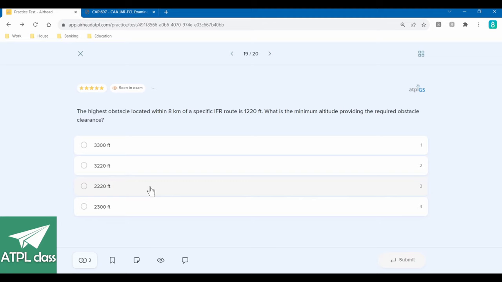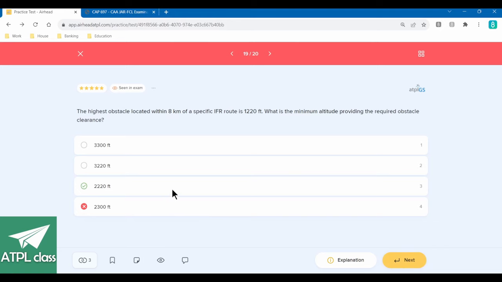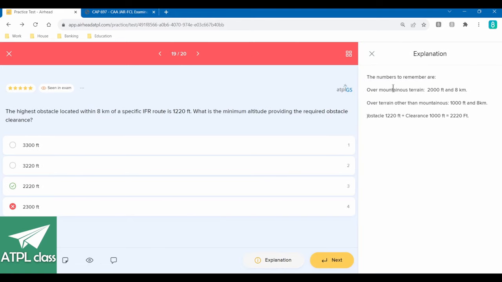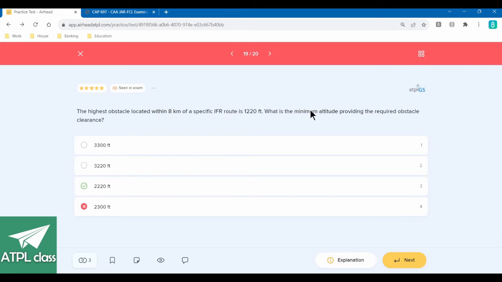And then IFR, we want to fly at 1,220. You normally round up to 100 for MSA, so I'm going to go 2,300. No, 1,220. It's looking for just the altitude. It's not looking for the MSA. Numbers I remember, over mountains, 2,000, 1,000. Clearance, yeah, I was trying to be too smart, too clever. MSA, round it up. If it's just asking you clearance altitude, that's all it's asking.